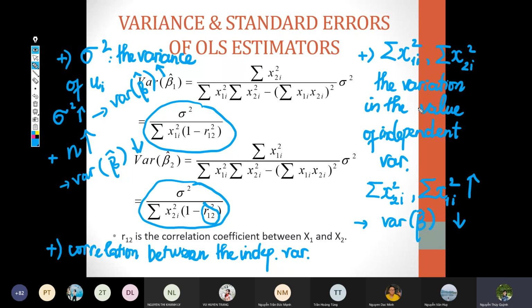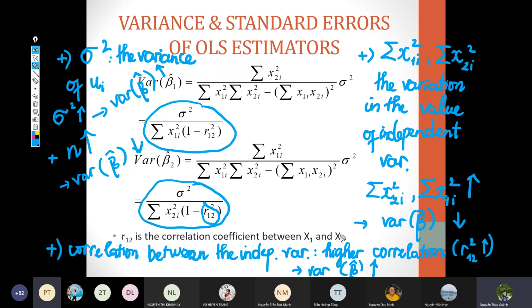Okay, I will write it here. Higher correlation, which means we have a higher value of R12 square, the variance of our beta hat will be higher, and we will have less precise OLS estimators, less precise estimates. Now, any questions here?